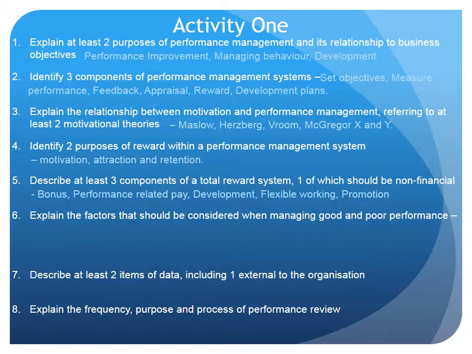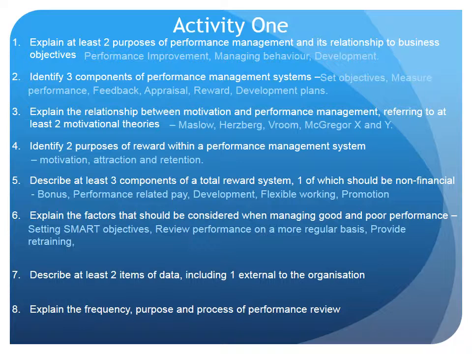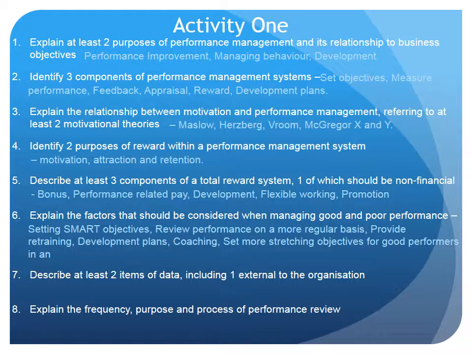Number 6 asks you to explain the factors that should be considered when managing good and poor performance. This could include setting SMART objectives, reviewing performance on a more regular basis, providing retraining, constructing development plans, and providing coaching. You could also set more stretching objectives for good performers in an area that interests them, and you could provide the opportunity for job shadows or secondments.